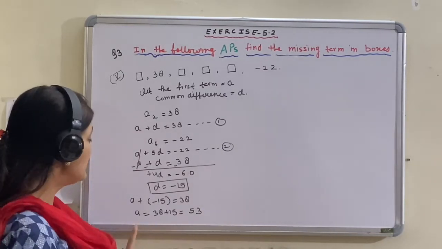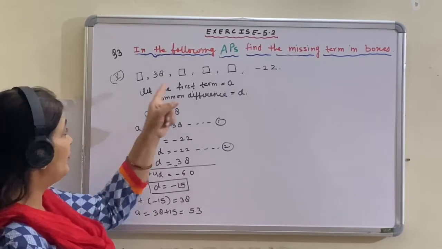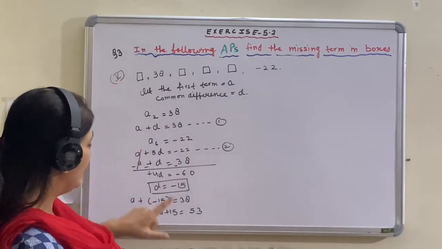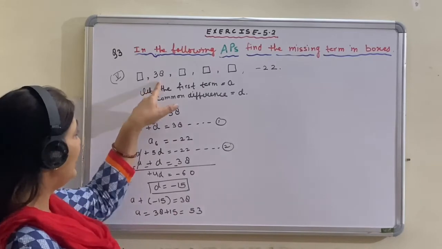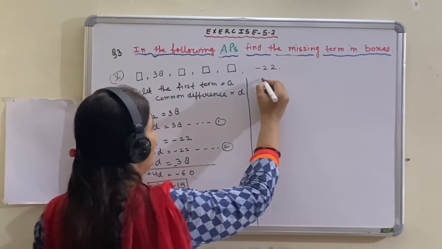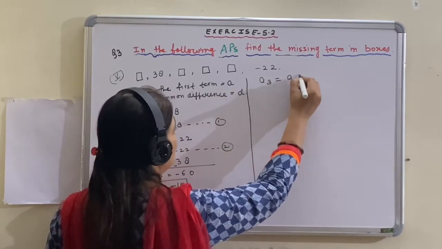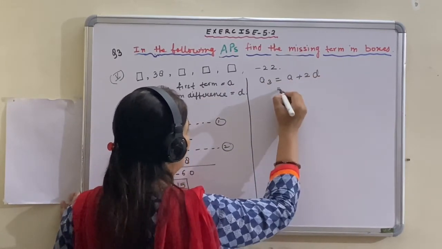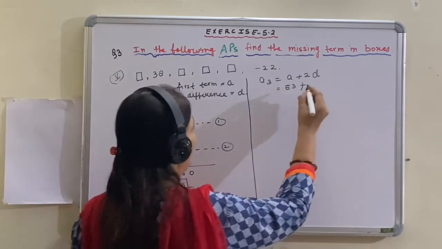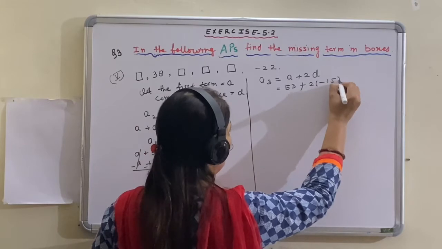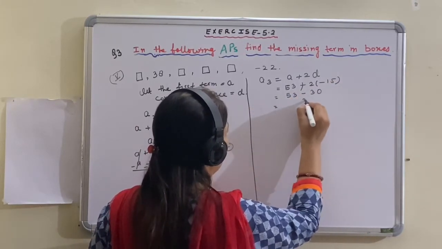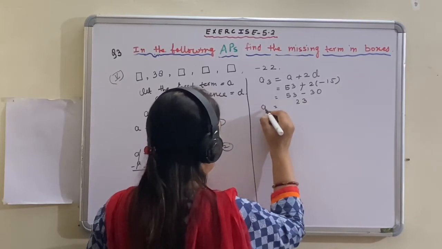तो जैसे ही आपके पास A और D की वैल्यूज आ जाती हैं तो आप सारे टर्म्स इजीली निकाल सकते हैं. तो फर्स्ट टर्म तो आपके पास आ ही चुका है, दैट इज 53. सेकेंड टर्म है. नाउ कम टू द थर्ड टर्म. A3 is equals to A plus 2D. What is A? A is 53 and D is -15. 2 into -15, that is 53 minus 30, and it will be 23. So आपके पास थर्ड टर्म आ गया.